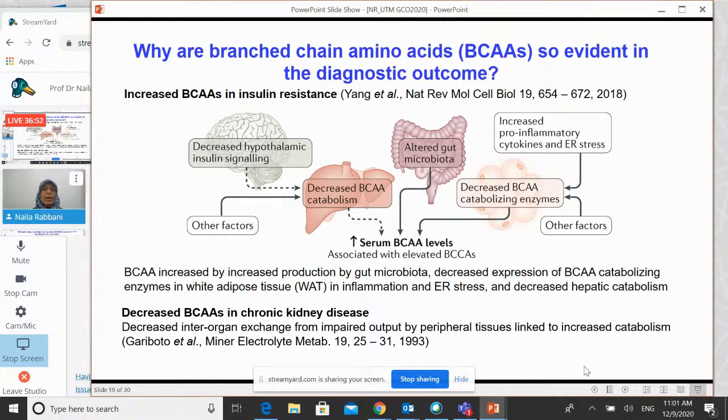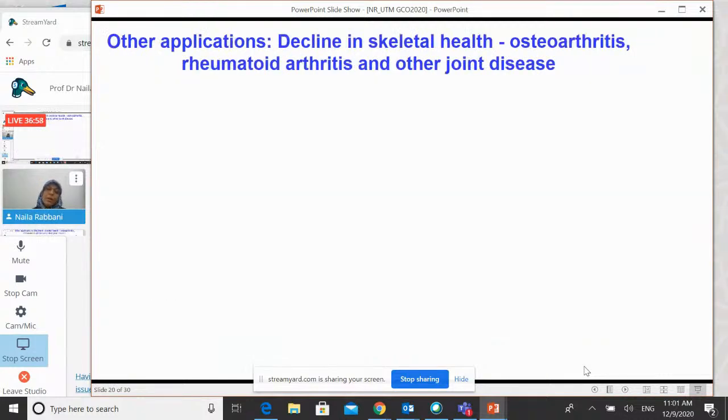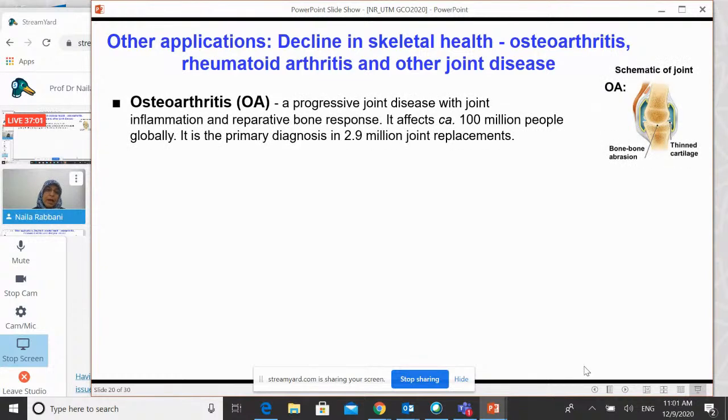So that is why branched-chain amino acids are so evident in the diagnostic outcome. Then we wanted to see how we can apply this diagnostic algorithm to assess decline in skeletal health. For that, we studied osteoarthritis, rheumatoid arthritis, and other joint disease. Osteoarthritis is a progressive joint disease with joint inflammation and reparative bone response.